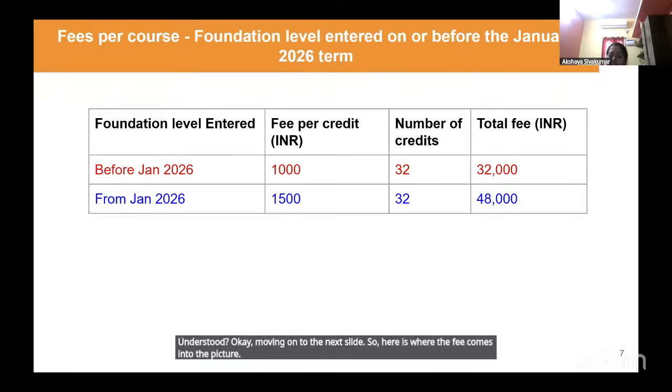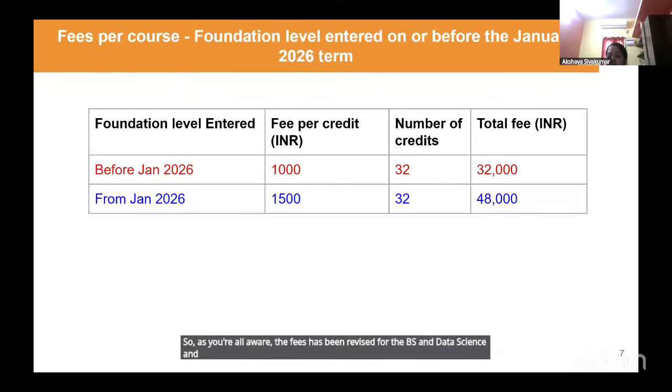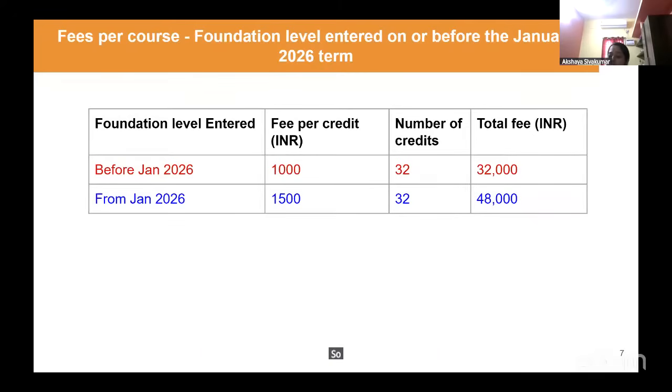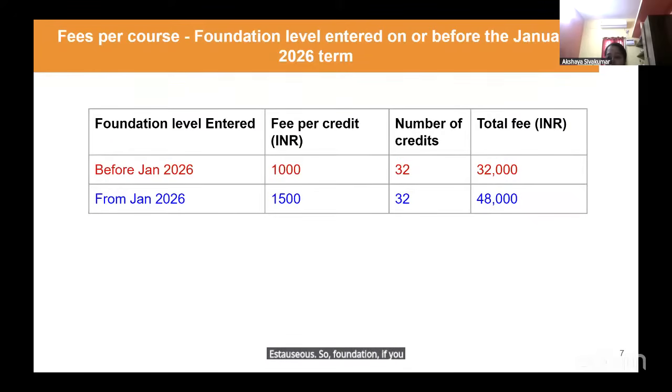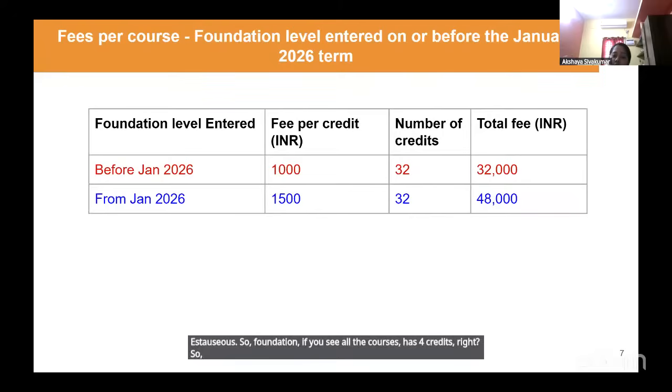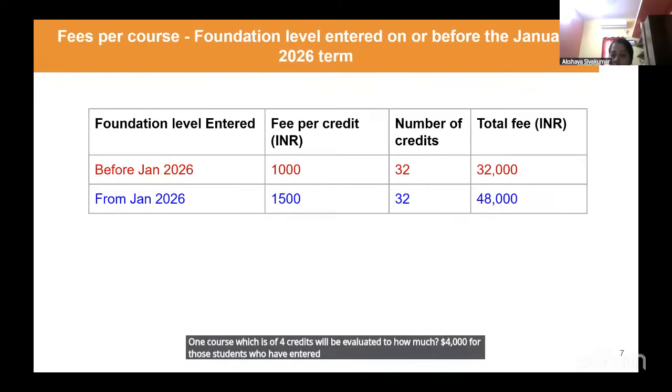As you are all aware, the fees have been revised for the BS in Data Science and Applications, and not only for BS in Data Science, but across all four programs of the BS. For those students who entered the foundation level before Jan 2026, the fee per credit is 1000. In foundation, all the courses have 4 credits, so every credit is 1000. So one course of 4 credits will be evaluated to 4000 for those students who entered the program or the foundation level before Jan 2026.